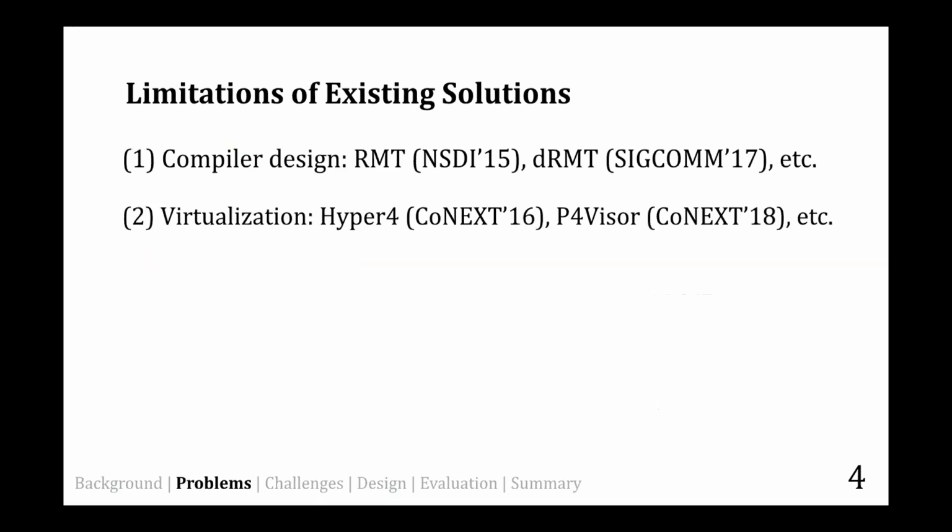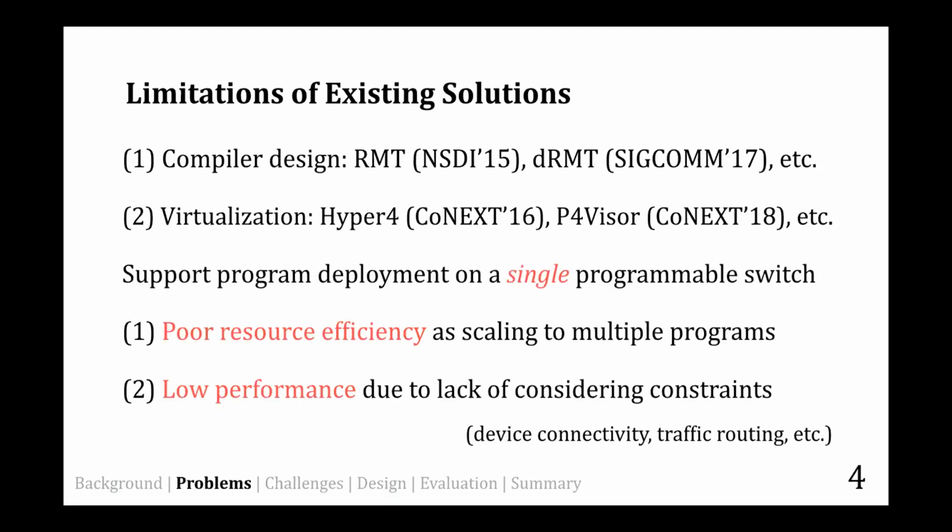However, existing solutions fail to address these requirements. The first type focuses on the design of switch compilers, while the second type explores virtualization techniques to deploy several programs at the same time. These solutions only support program deployment on a single programmable switch. When scaling to multiple switches, they have to enumerate every switch. For each switch, they will install as many programs as possible until the switch resources cannot tolerate more programs, and turn to the next switch. Doing so suffers from poor resource efficiency. Also, it doesn't take many constraints, such as device connectivity and traffic routing, into consideration. Thereby, their deployment solutions may result in poor performance due to frequent switches between different devices.